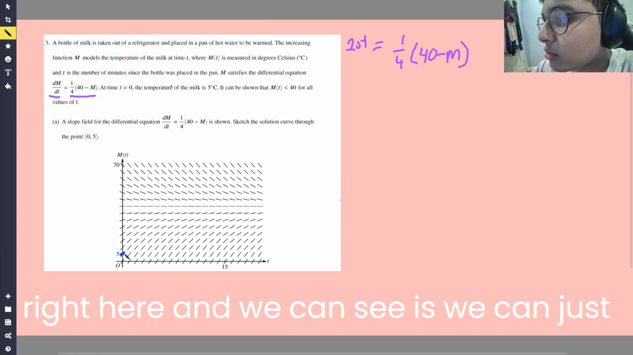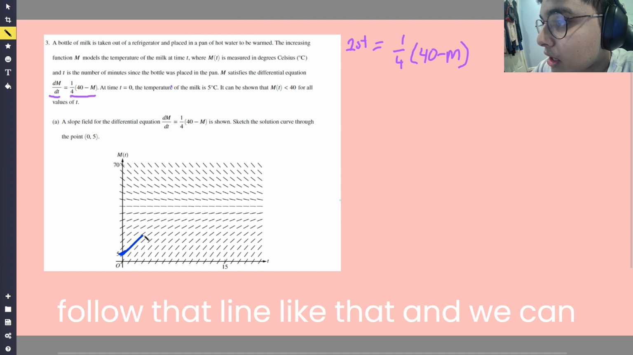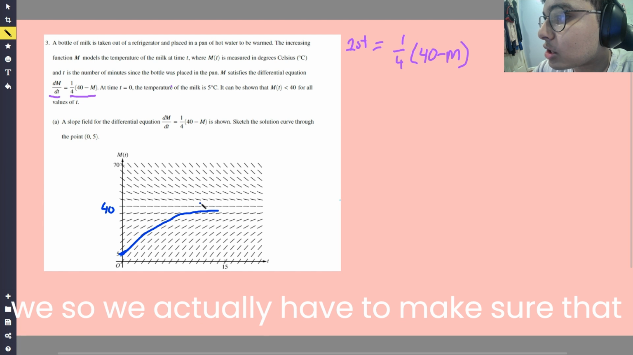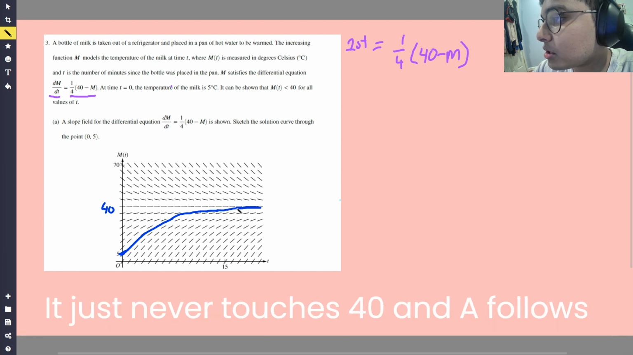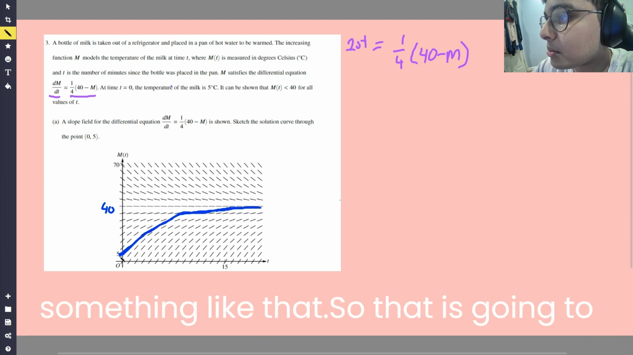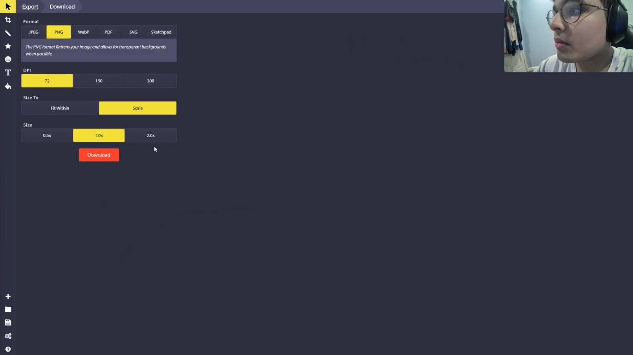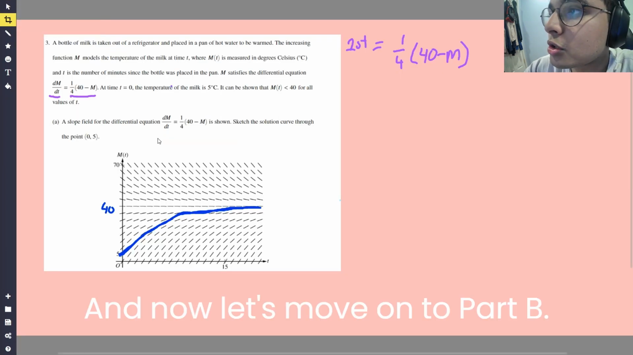Okay, so we know that this is right here, and we can just follow that line like that, and we can just keep following, but it says it'll always be less than 40, so we actually have to make sure that it never touches 40. It's pretty simple. It just never touches 40, and it follows something like that. So that is going to be part A. And now let's move on to part B.